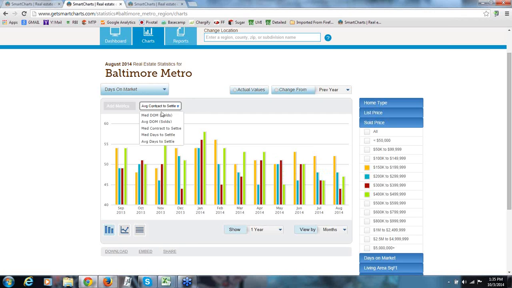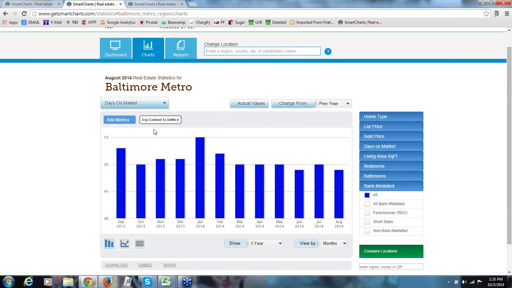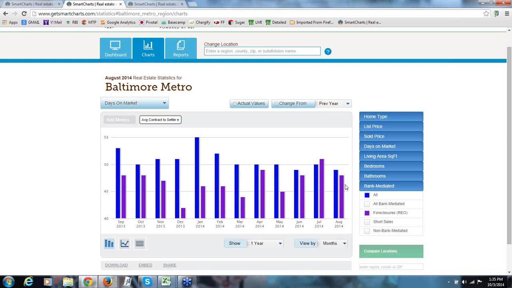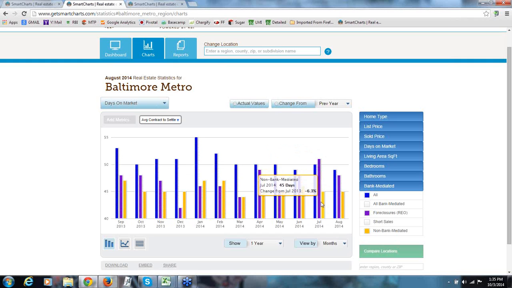The other new metric, or it's a new metric, but another way to look at this, which is back to the short sale issue, the average contract to settle, so we'll turn off sold price and we'll turn on the bank mediated facets. Average contract to settle, so this is for all homes, 49 days sit in contract status before ultimately closing. Foreclosures, let's see whether or not those take longer or shorter. It's about the same, pretty consistent with all home types. Standard sales, the yellow, those are taking a shorter time in Baltimore Metro on average to get through the contract phase. But then let's turn on short sales.